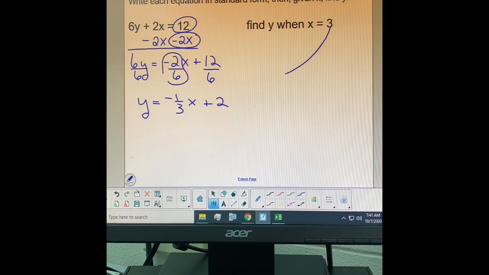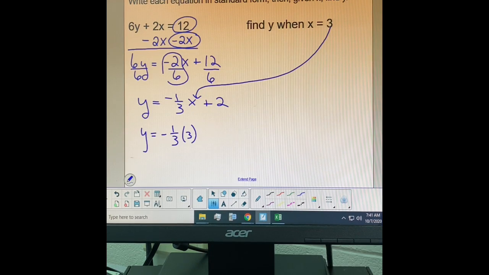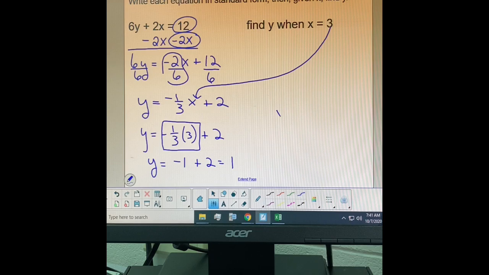We're going to plug in x equals 3. Negative 1/3 times 3 is negative 1. And negative 1 plus 2 is positive 1, which tells us for this equation, when x equals 3, y equals 1. Try the next problem on your own and check your answer.